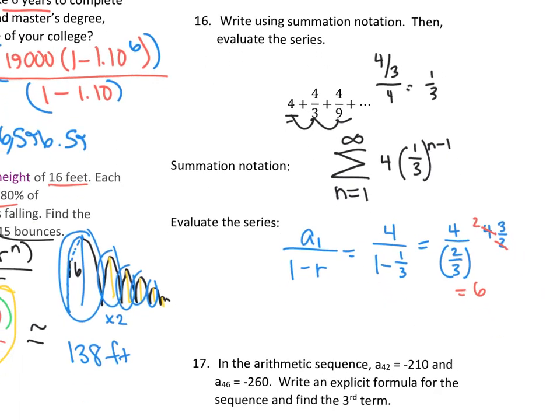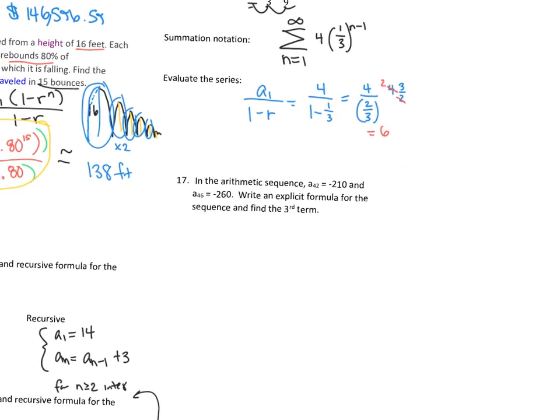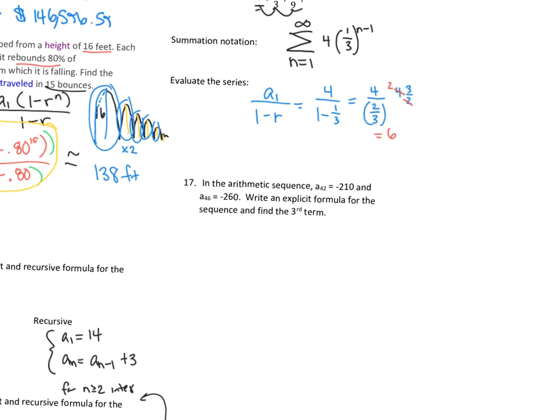And then number 17, in the arithmetic sequence, a sub 42 is -210 and a sub 46 is -260. So write an explicit formula for the sequence and find the third term. All right, so I don't know the common difference, and I feel like I don't know the first term.